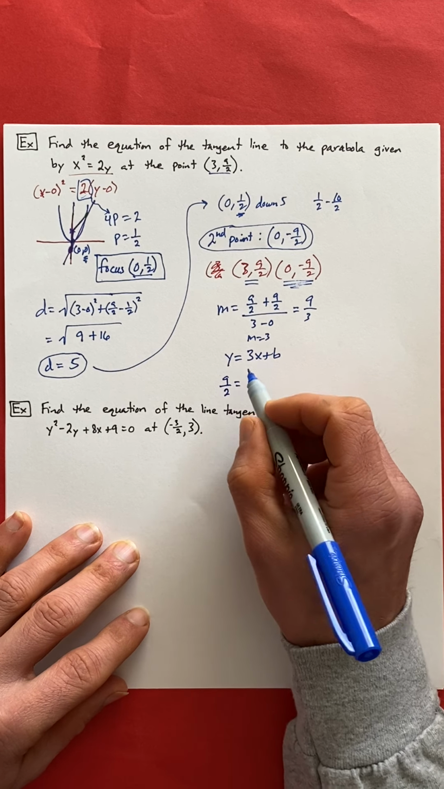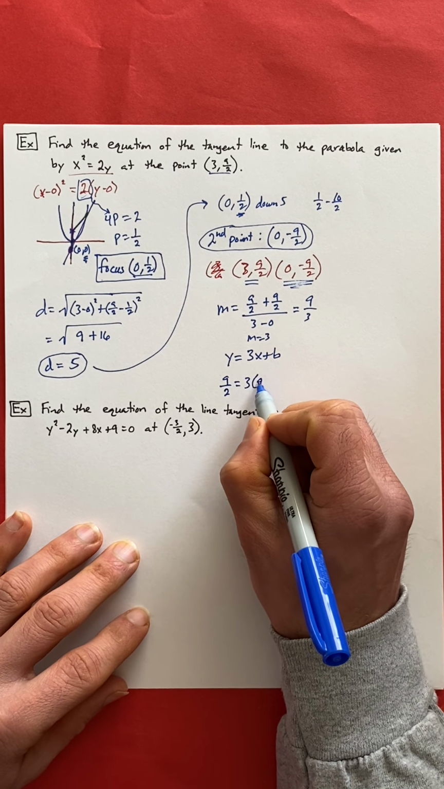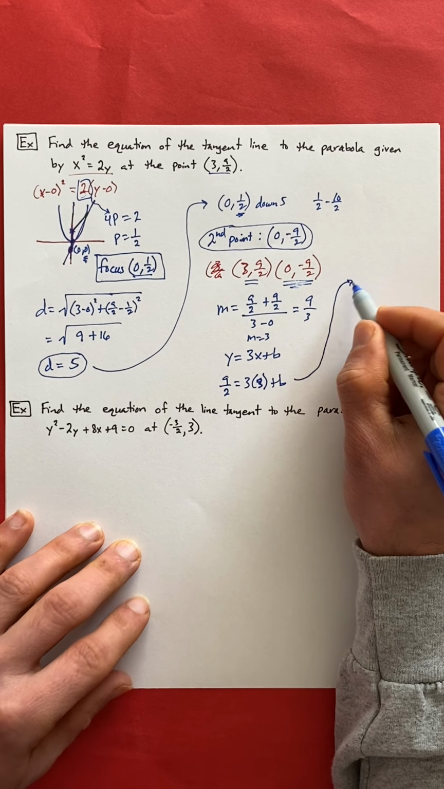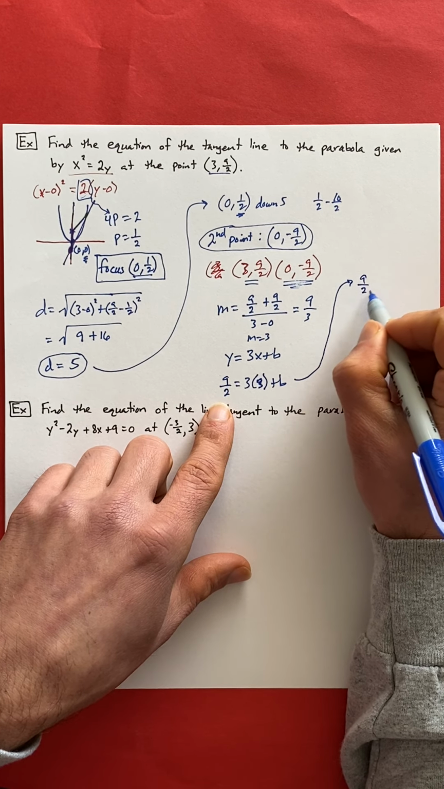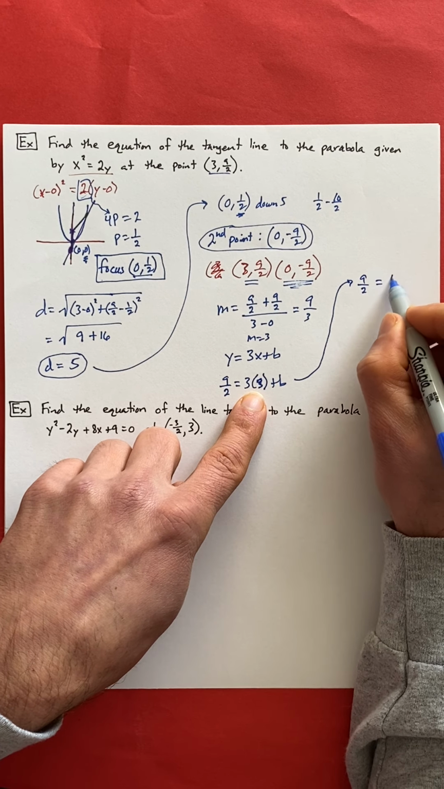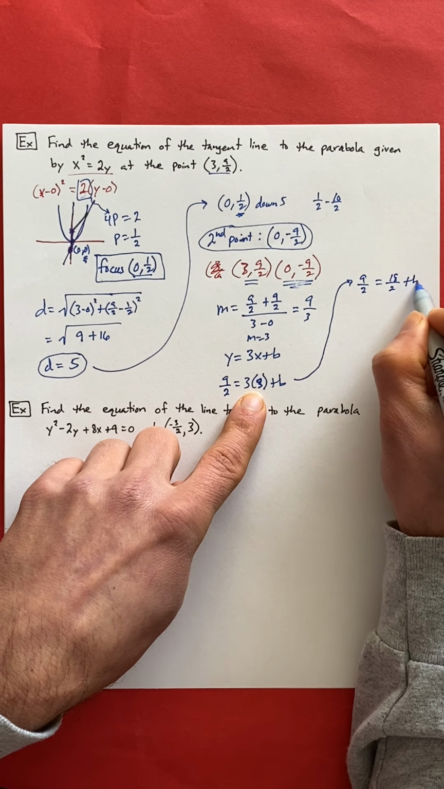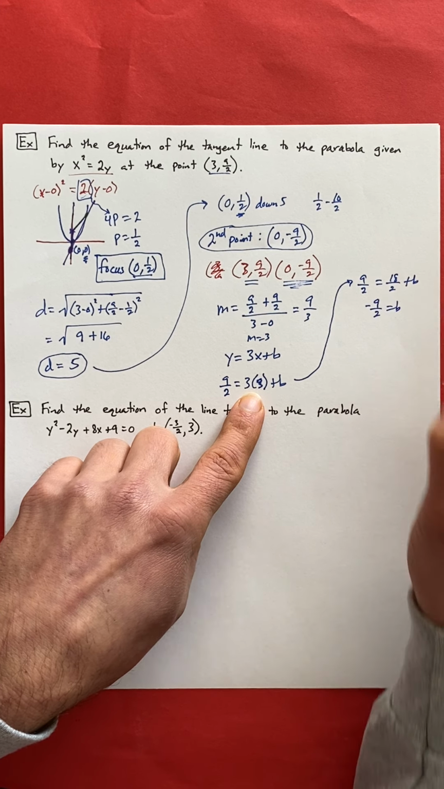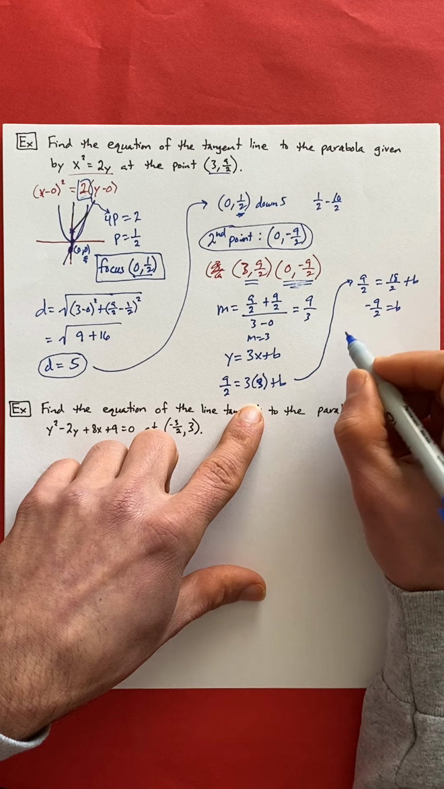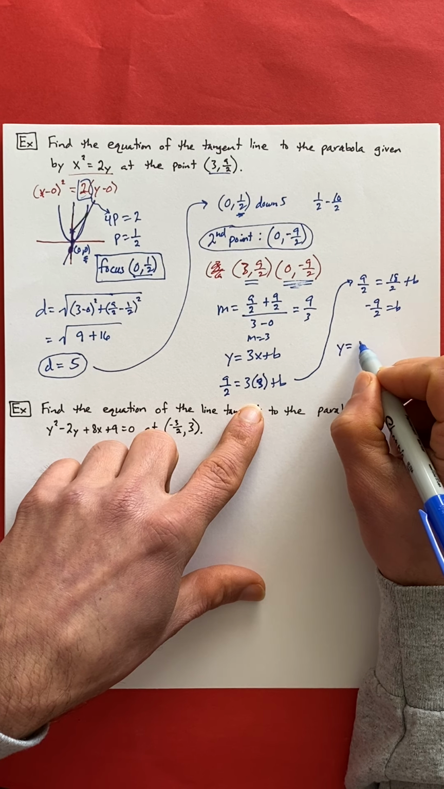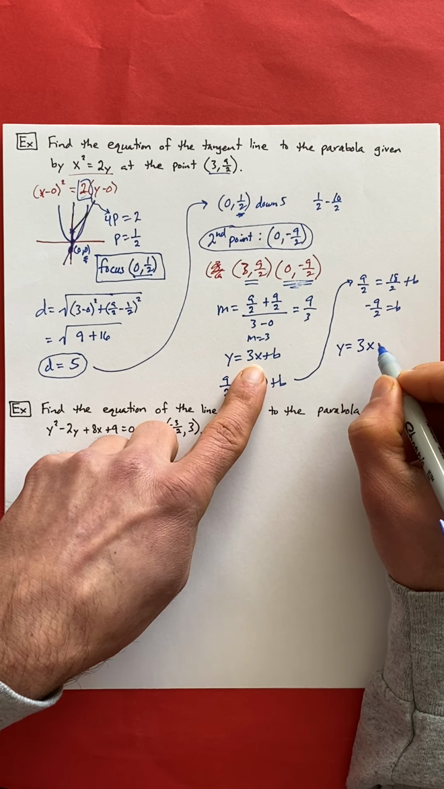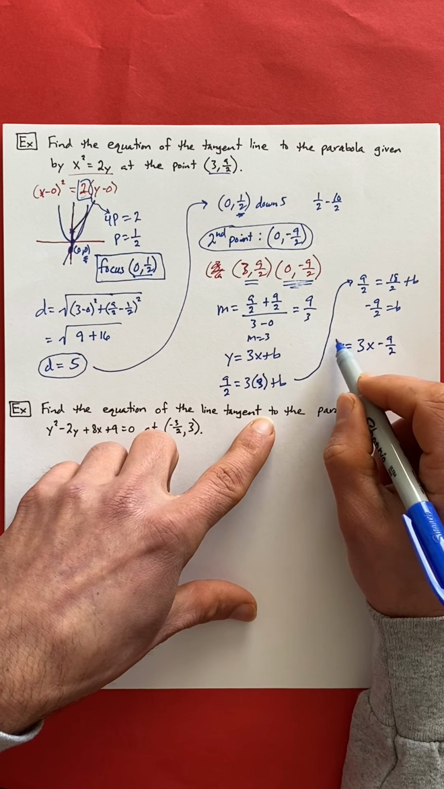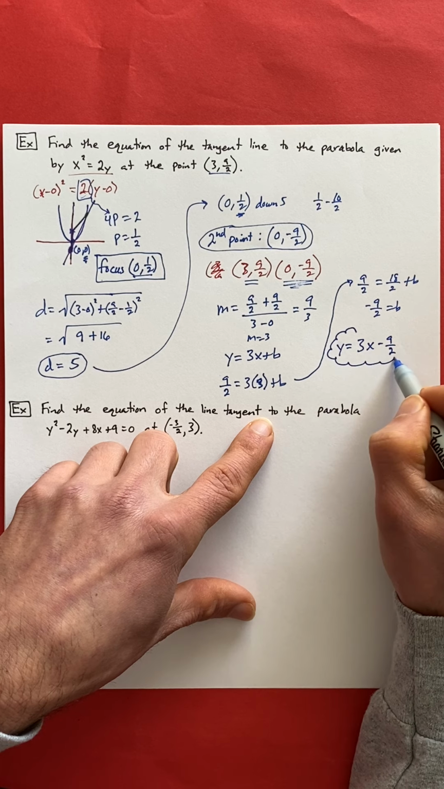So plug in 9/2 for the y value, plug in 3 for my x value, and if I do a little bit of simplifying here, I have 9/2 is equal to, this is 9 or 18/2, and if I subtract 18/2 from both sides, you can see that, yes, sure enough, b ends up equaling negative 9/2. So my final answer, the equation of the tangent line, is y is equal to 3x, and then instead of plus b, I'll say minus 9/2. And there's your final answer.